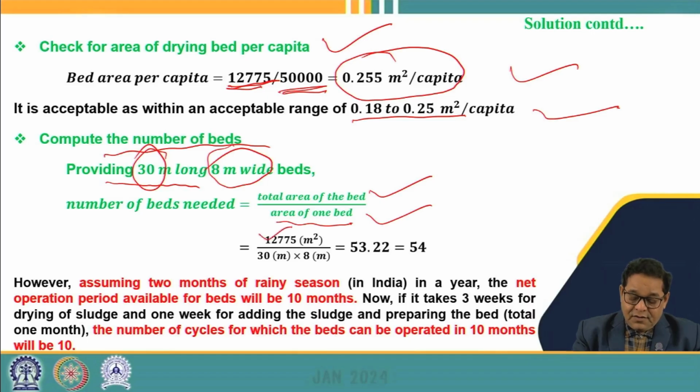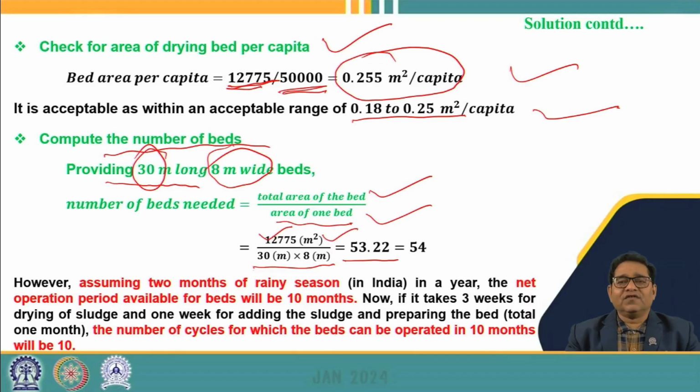So this is 12775 meter square, that is the total area required, and then this is the size of one bed, that is 30 meter by 8 meter. By putting the value here in the equation, we can get the total number of beds required, that is something like 53.22. So this is not a complete integer, so we have to take the next positive integer value, that is 54 number of beds.